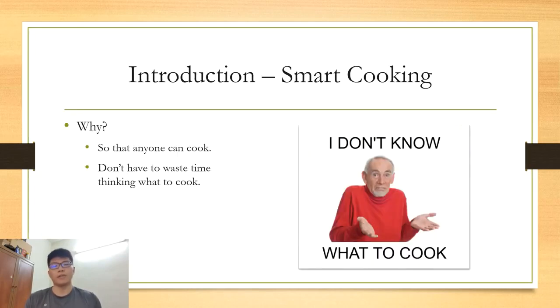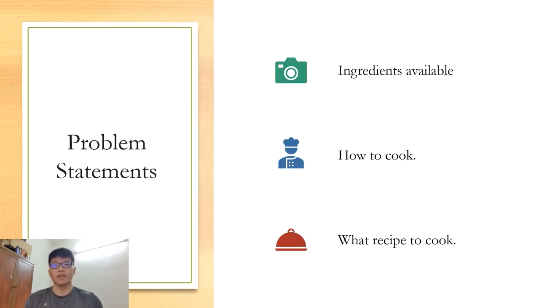So why Smart Cooking? This is so that anyone can cook. Anyone with a very busy schedule doesn't have to waste their time thinking of what to cook. One of the problem statements is that these people don't know what ingredients are available at home. They don't know what's in the fridge.